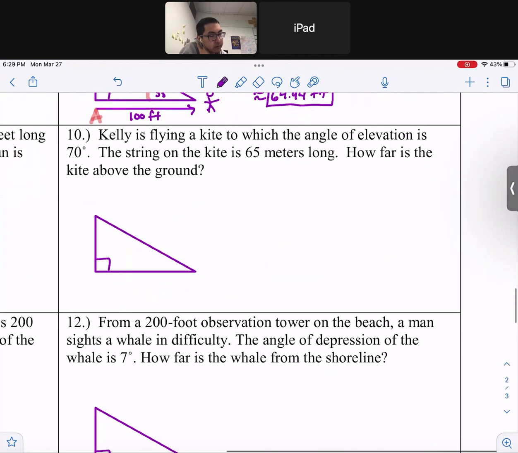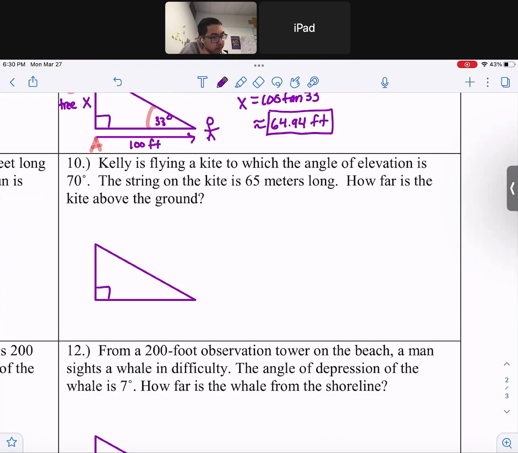Number 10. Kelly is flying a kite to which the angle of elevation is 70 degrees. So, angle of elevation is the angle formed with the ground. The string on the kite is 65 meters long. So, how far is the kite above the ground? If this person's flying a kite, this is the string, and it should make sense because the string to a kite is diagonal, right? So here's our lovely kite. How far is the kite above the ground? Well, we're trying to find this then, right?